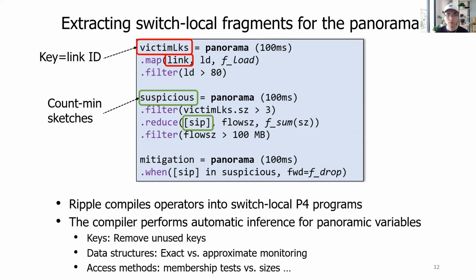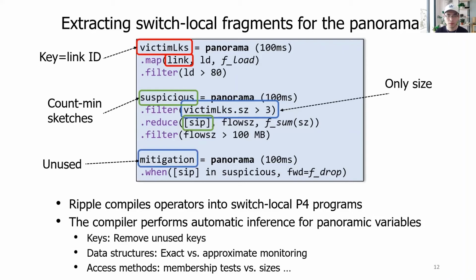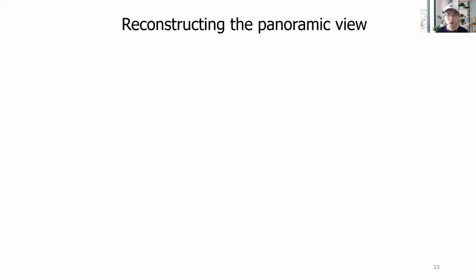Finally, the compiler will also infer the access method. It will find that victim links is only used to test on its sizes. So the repo will only maintain the needed information to calculate the size. It will also find that the mitigation is never used in the following code. So mitigation is never constructed and synchronized across switches. Now each switch can extract the panoramic pieces.